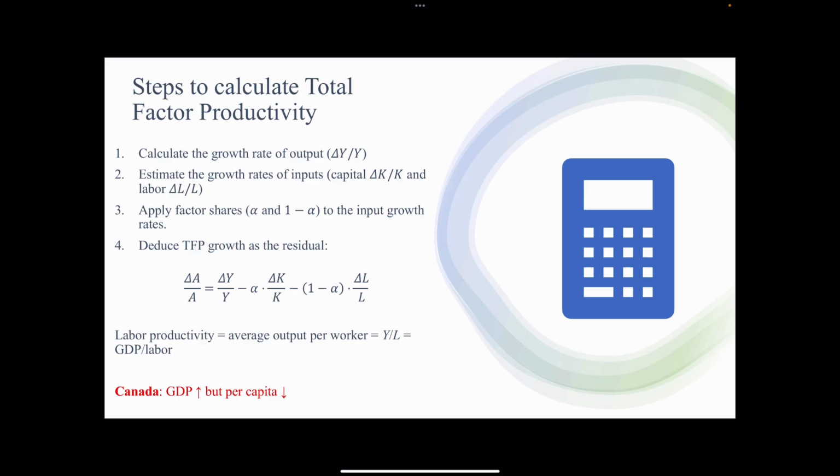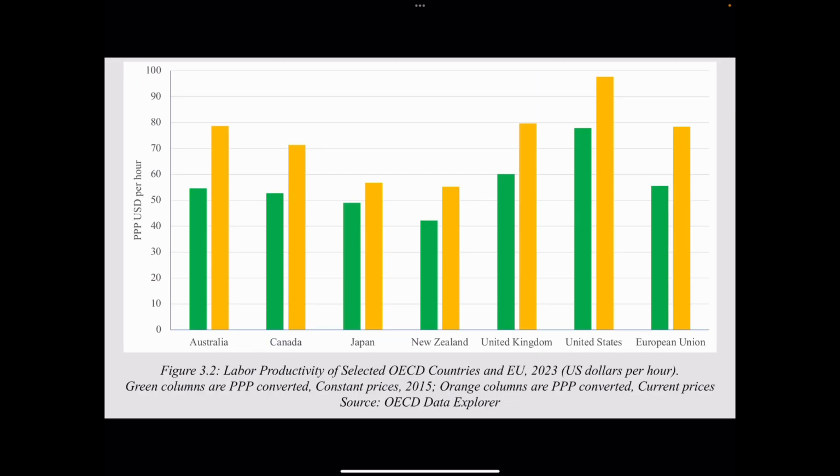proportion or factor share going to capital. Then we deduce total factor productivity growth as the residual. The change in A over A is equal to the change in Y over Y minus alpha times the change in K over K minus 1 minus alpha times the change in labor over labor. Labor productivity is equal to average output per worker, Y over L, and it's equal to GDP over labor. Now, interestingly, Canada's GDP has recently gone up, but per capita GDP has gone down.